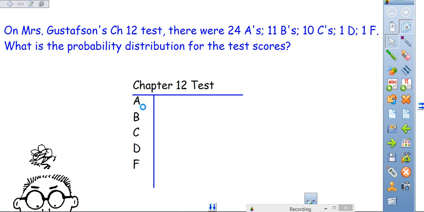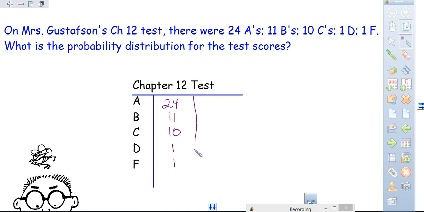We'll title it Chapter 12 Test, and we're going to have A's, B's, C's, D's, and F's. So it looks like I had 24 A's, 11 B's, 10 C's, 1 D, and 1 F. So that gives our frequency.